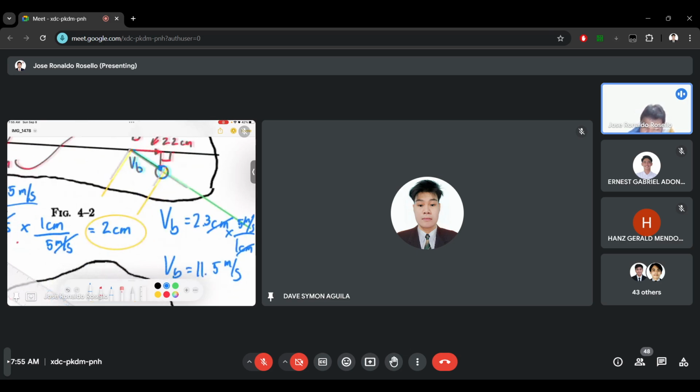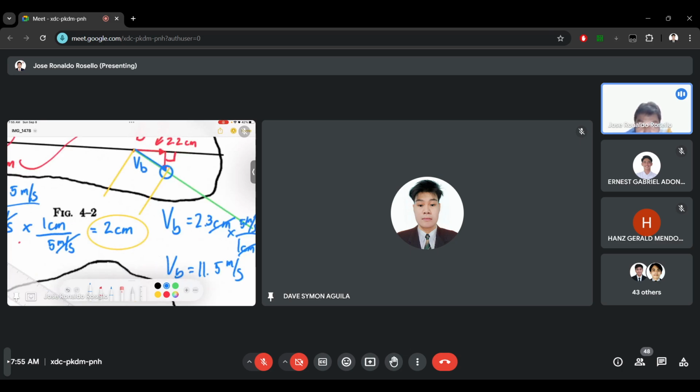And once I measured it, I came up with 2.3 centimeters. Then we will have to multiply it with the velocity scale, which is 5 meters per second per centimeter, and cancel the unit centimeter. We will arrive at velocity VB at 11.5 meters per second.